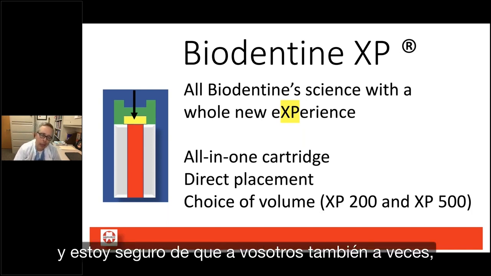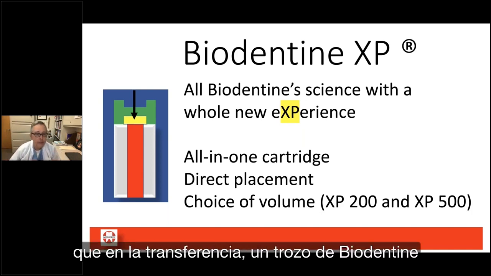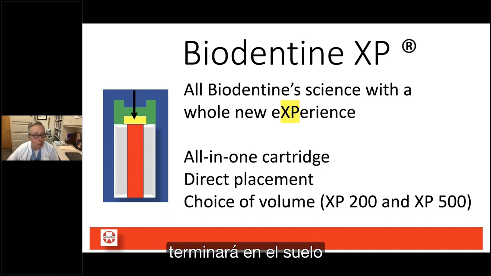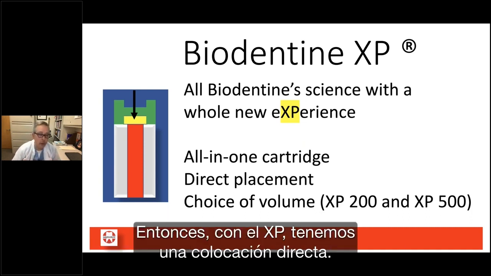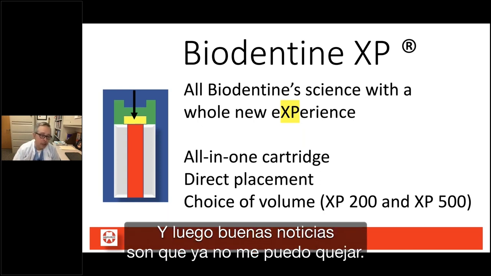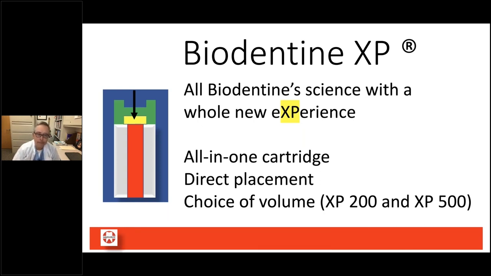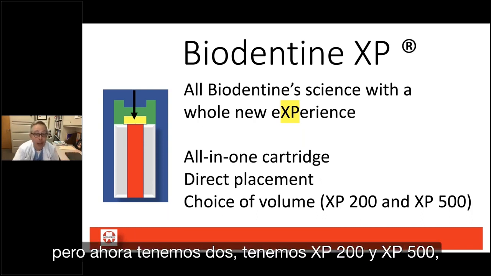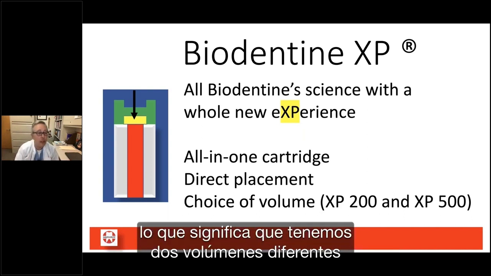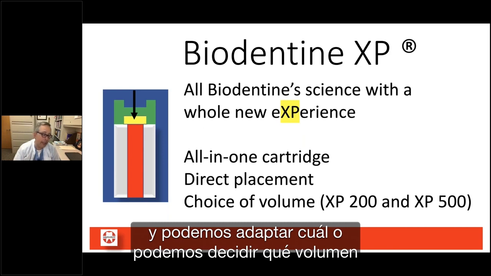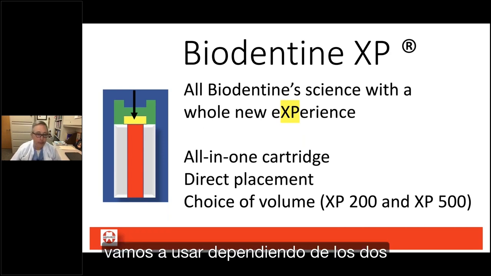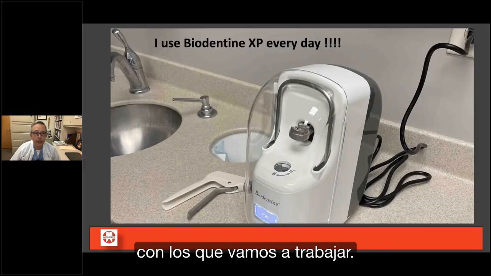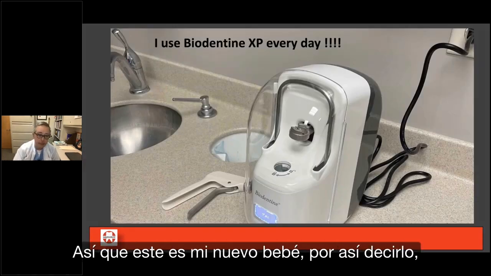That happens to me, and I'm sure it happens to you sometimes. In the transfer, a piece of Biodentine will end up on the floor or in the patient's napkin or whatever. So with the XP, we have a direct placement, and now I cannot complain anymore. Well, maybe in the future we'll have more sizes, but now we have 2. We have XP 200 and XP 500, which means we have 2 different volumes, and we can decide which volume to use depending on the tooth that we are going to work on. So this is my new baby.